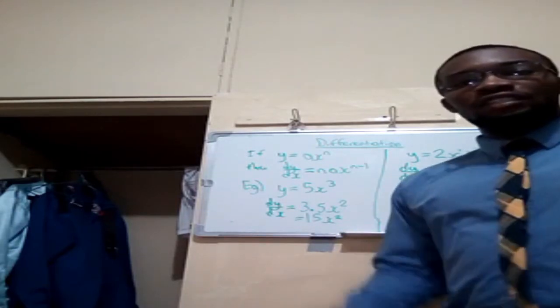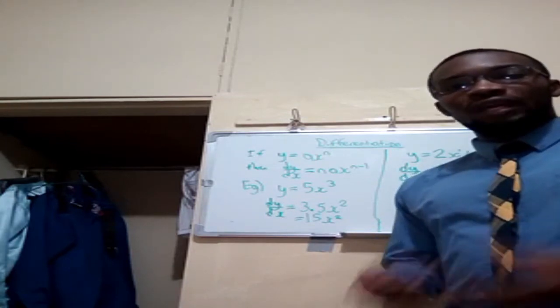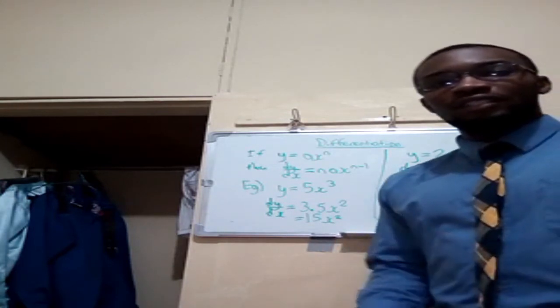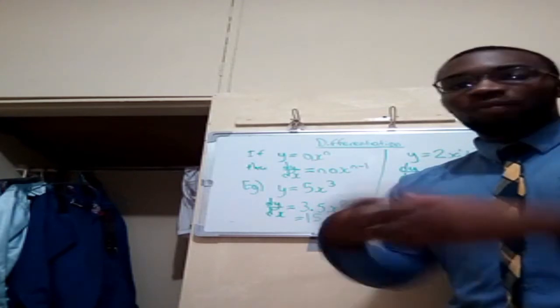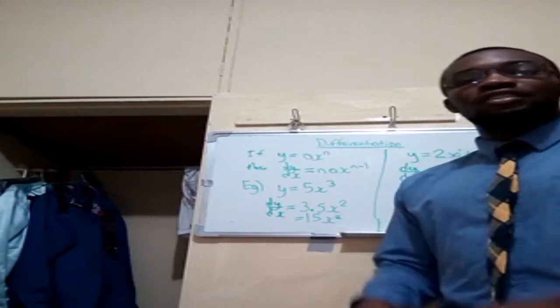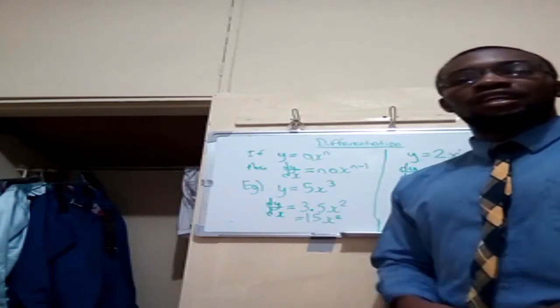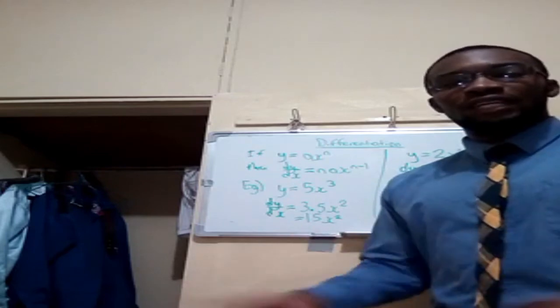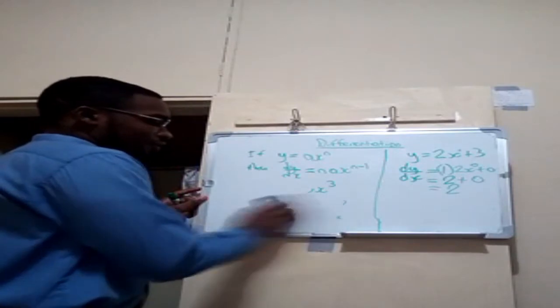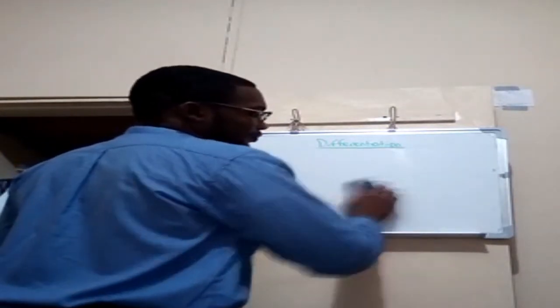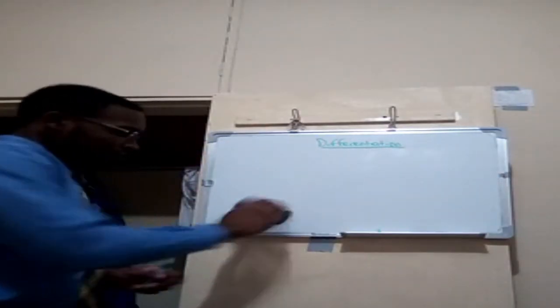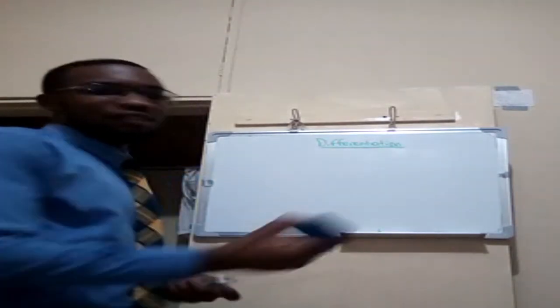Now to differentiate the sums and differences of more than one term, we differentiate each term and then put back the plus or the minus, then differentiate the other term, then differentiate the other term, and differentiate the other term. That's how we differentiate sums and differences. So let's look at some examples. Alright, so here's a typical example.